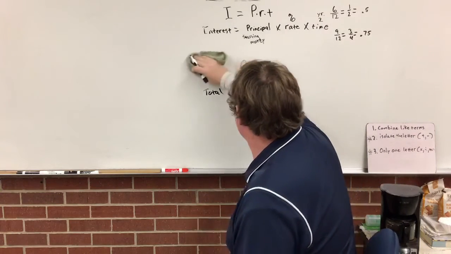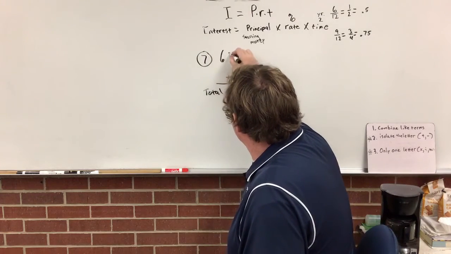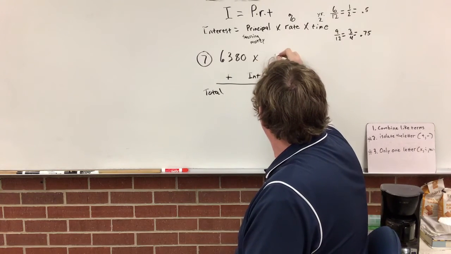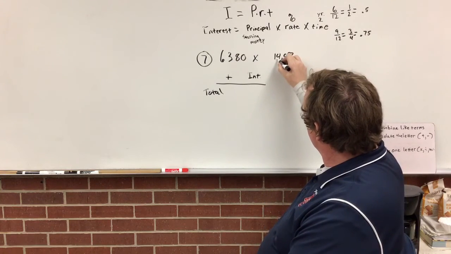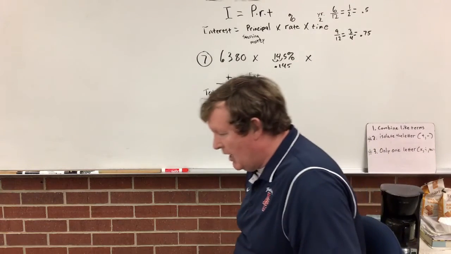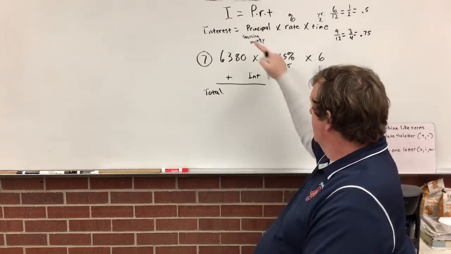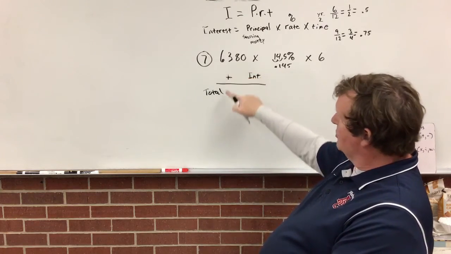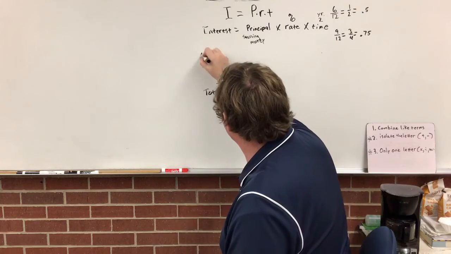Okay, next one. Number 7. 6,380 times 14.5%. Change that to a decimal by moving our decimal place to the left twice. 0.145. Times how many? What's our time? 6 years. Okay, that's it. This times this times this gives me my interest. Add the interest to the principal. Gives me my total amount earned. Last one. Number 8.